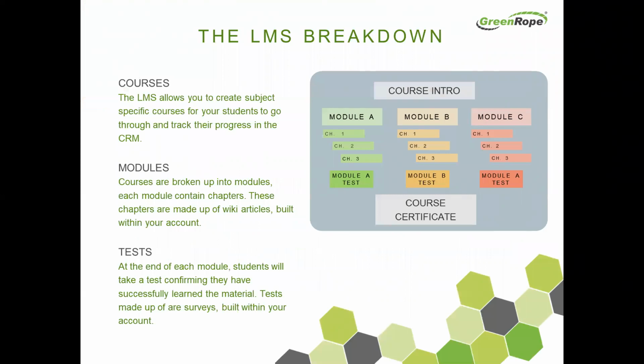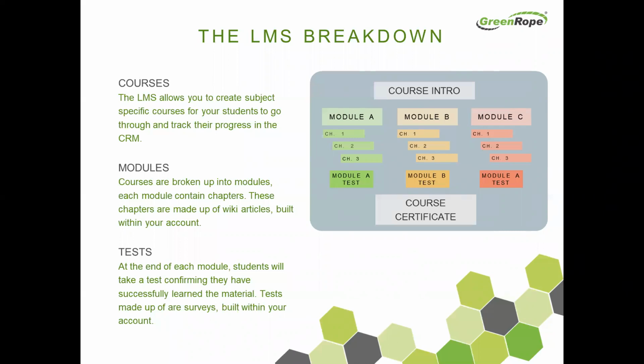So the breakdown is courses, then modules, chapters, and tests. The LMS allows you to create subject-specific courses for students to go through and track their progress in the CRM. So the course is basically, if you think about it, like English 101, English 201. So you can have as many different courses as you want. And inside each course, you can have as many different modules, and inside each module, you can have as many different chapters as you'd like. And at the end of each module, there's a test based on the chapters that you've created.